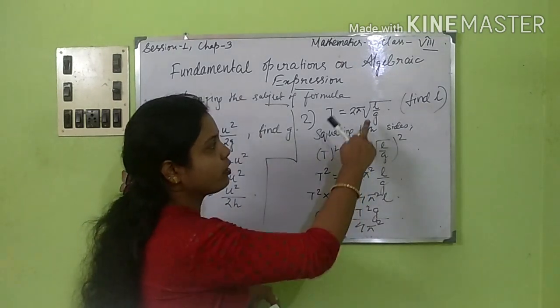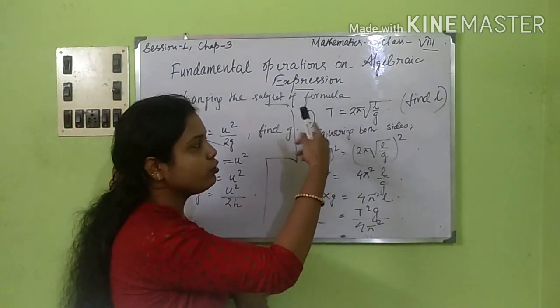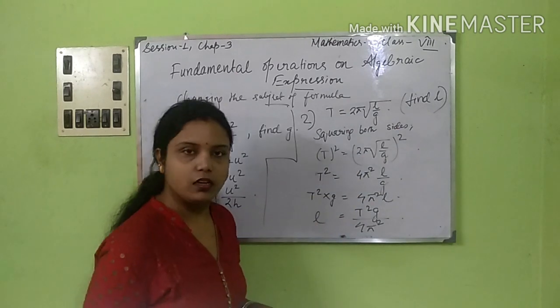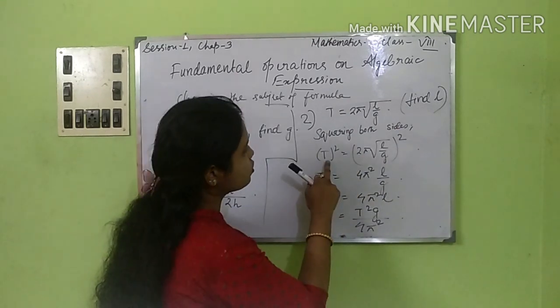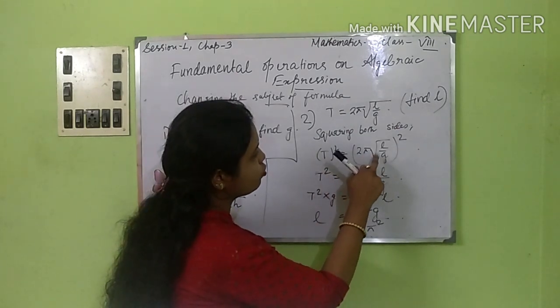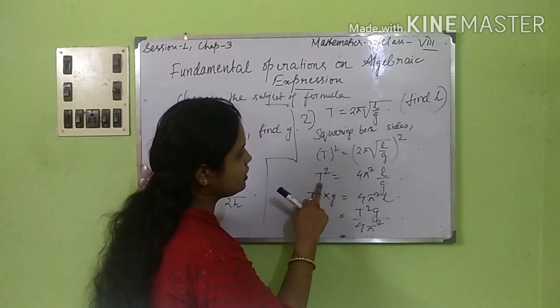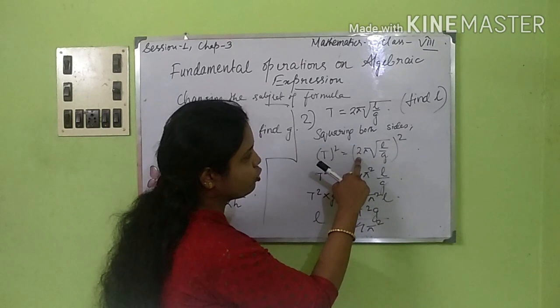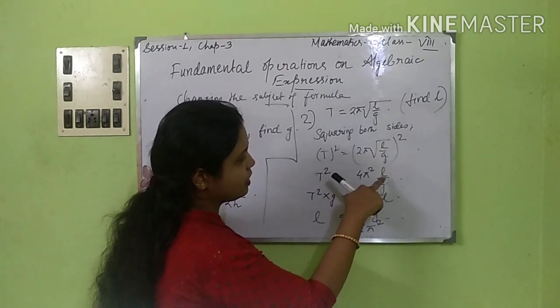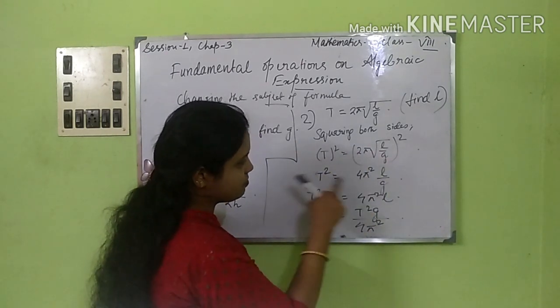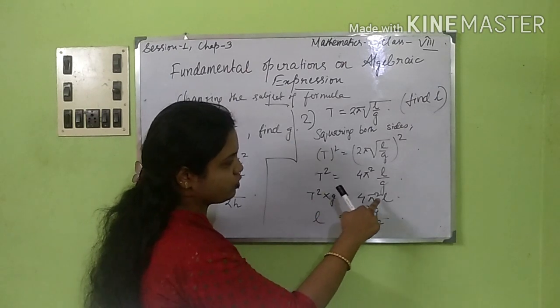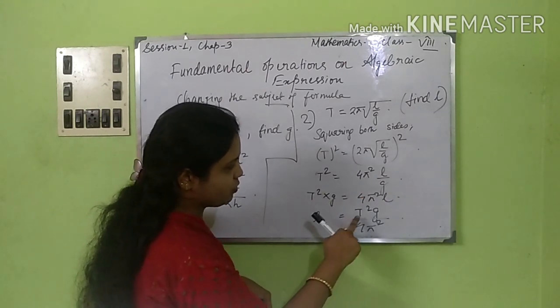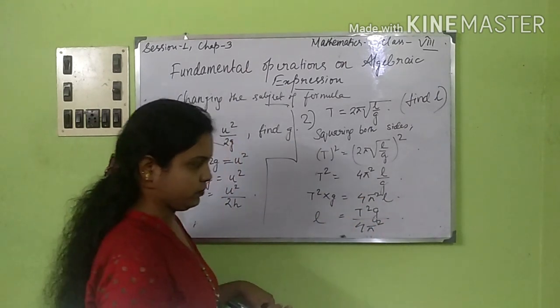This is a square root, as you can understand. If it was a cube root, you have to cube both the sides. Next, T square is equal to 2 pi root over L by G whole square. So T square is equal to 4 pi square L by G, because it's getting squared. 2 square is 4. Now, you can simply cross multiply. T square into G is equal to 4 pi square L. So L is equal to T square G by 4 pi square.